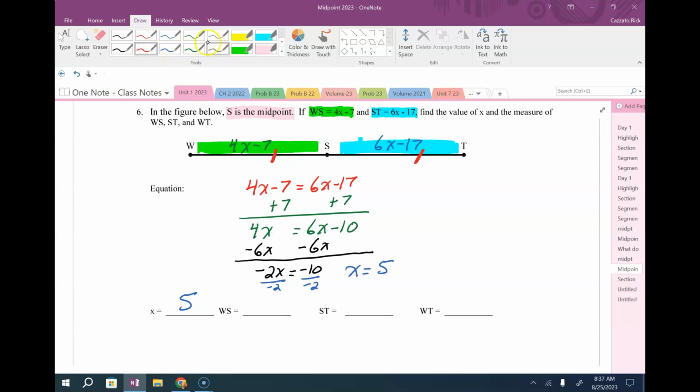Now to find the length of WS, we can say 4 times 5, take away 7. Doing that on my calculator, we get 13. To find the length of ST, we know they're equal, so it should be 13, but let's check it. So 6 times 5, take away 17. Using my calculator, I do get 13. And now to get the length of WT, we could do 13 plus 13, which is equal to 26. So the goal of this video was to talk about midpoint, and the next lesson will be about midpoint in the coordinate plane.